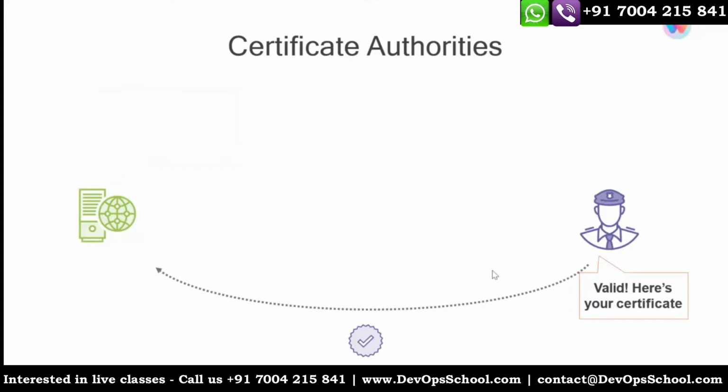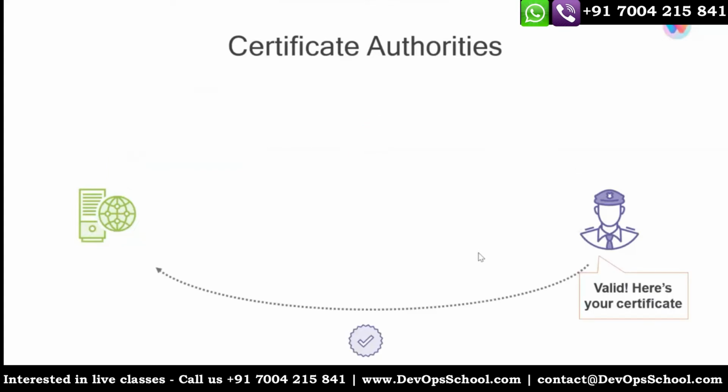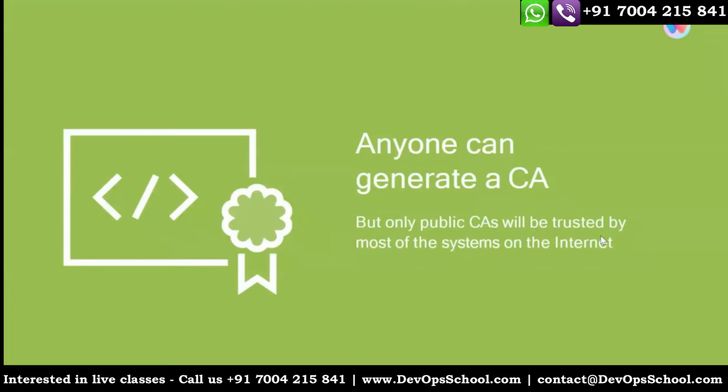So when you send a request from the client to the server, the server will validate the certificate from the certificate authority, so no one can impersonate about these changes. And this CA will say yes, this is a valid certificate. So this is how, at a high level, a TLS certificate is used to secure the packets which we send over the network. Anyone can generate a CA. In this session, we'll do that. But only public CAs will be trusted by most of the systems on the internet. Make sense?